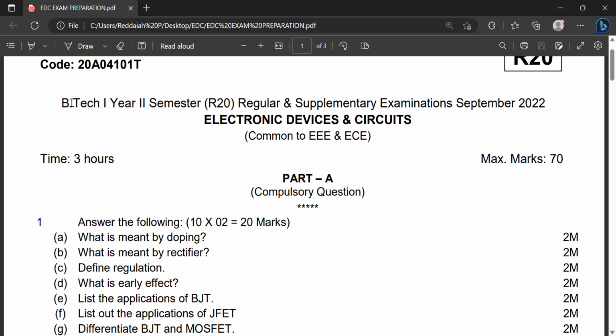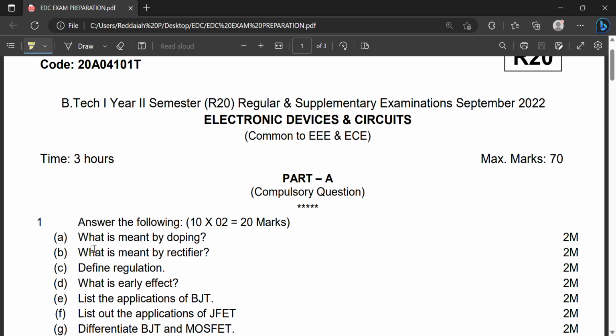This is the question paper related to the 2020 regular examinations, and R2022 September, the previous year question paper of September 2022. What are the 2 marks questions they asked? I will explain the answers in this video too. Every day one video, at least 2 questions. If you know the answers, then you can easily remember.